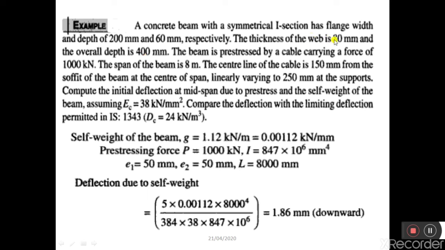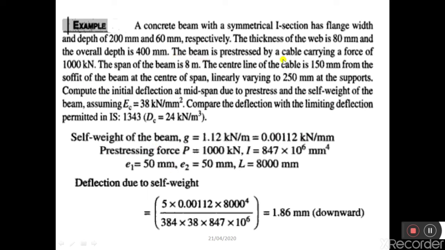Therefore cross section area of the web will be 80 into 280. That will be the cross section area of the web. So the total area of the I section will be 2 into 200 by 60 plus 80 into 280, this multiplied by 24, we will get self weight of the concrete, that is 1.12 kilonewton per meter. So in terms of kilonewton per millimeter, it is 0.00112 kilonewton per millimeter.